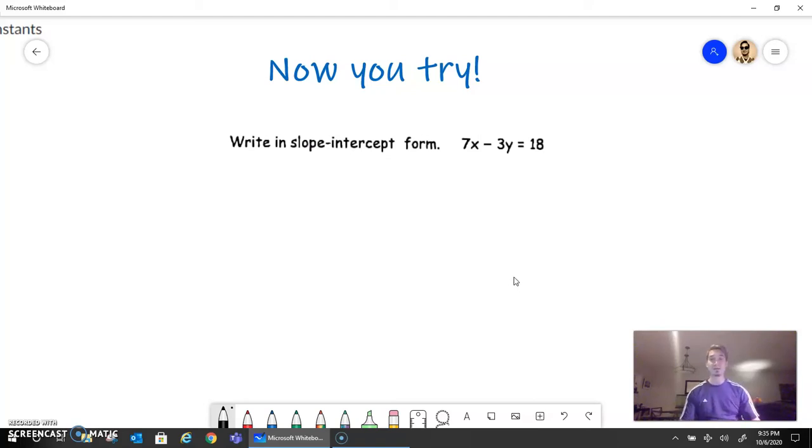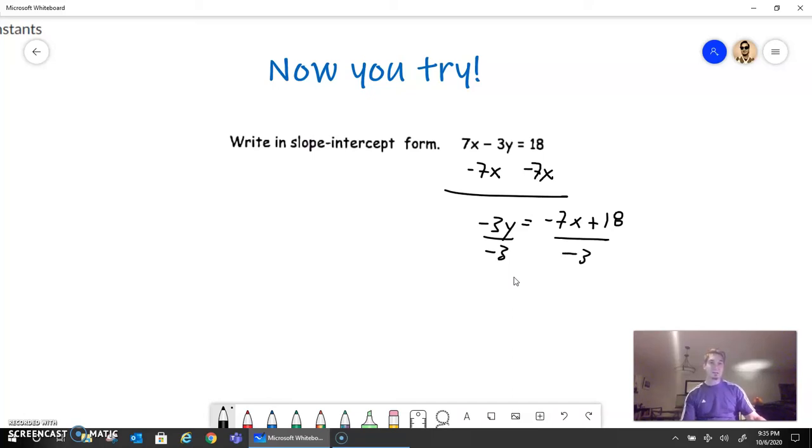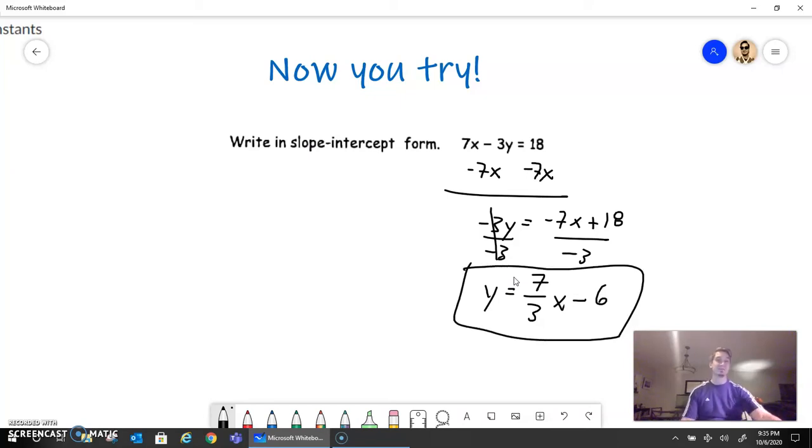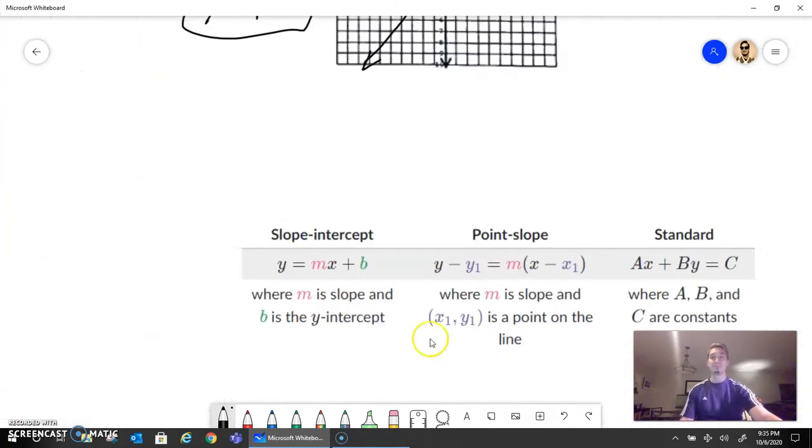All right, so for this one, it appears that we're just going to, what are we going to do? We're going to subtract 7x from both sides. Okay, I get negative 3y equals negative 7x plus 18. Divide both sides by negative 3. I get y equals 7/3 x. Okay, what is 18 divided by negative 3? That's a negative 6. There's your answer. Easy peasy. Let's go on.